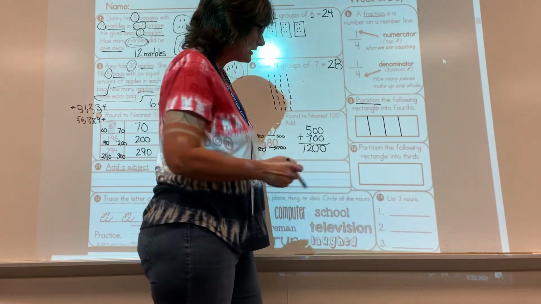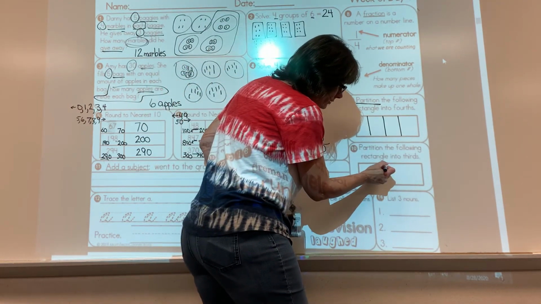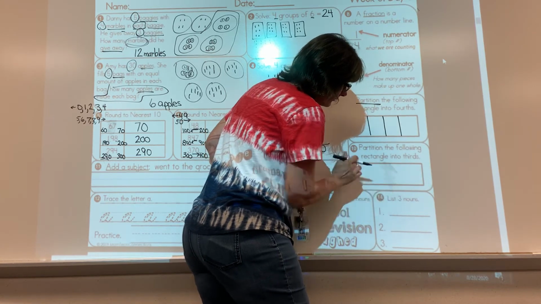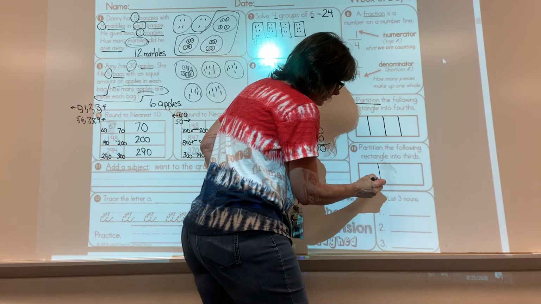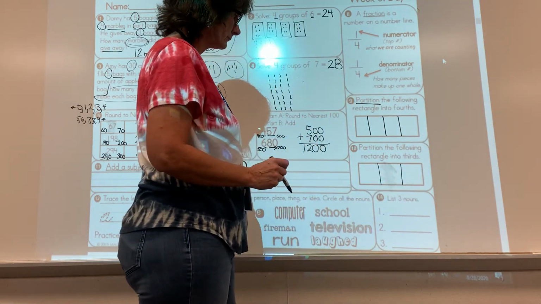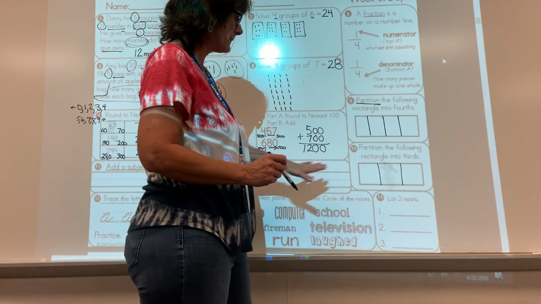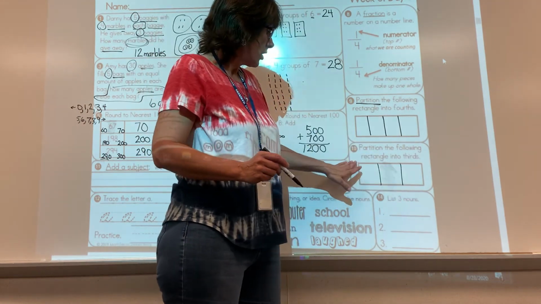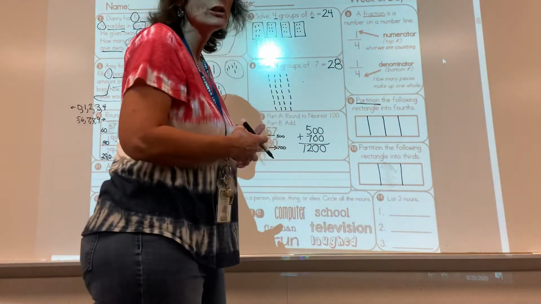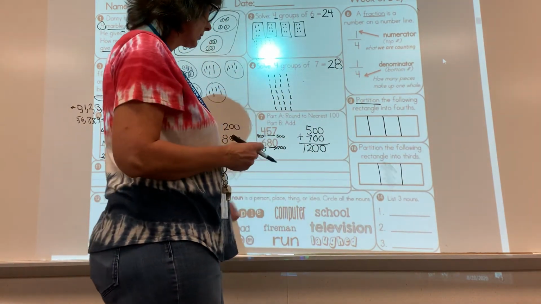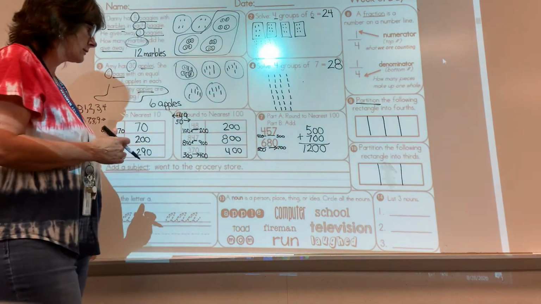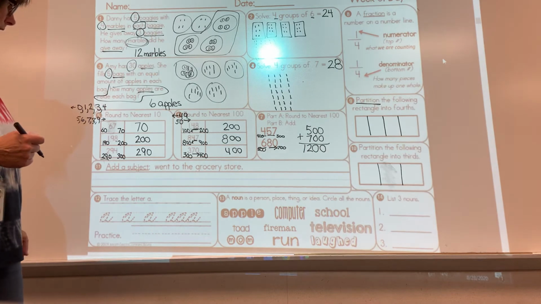Then it says to partition it into 3rds. Oh, that's not going to work. It's not going to be equal if I go in the middle with 3rds. So I would want to do as equal as I can this way. Okay, same thing. You could go across. We don't want to go down and make like a Y, because then the pieces are not going to be equal. Okay, those are the math parts of your morning work.